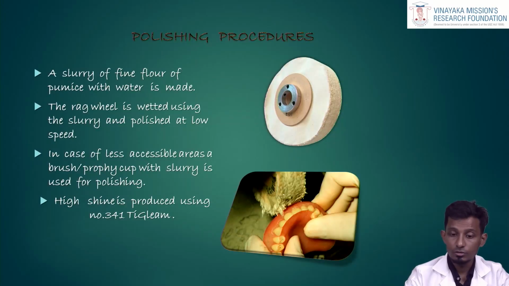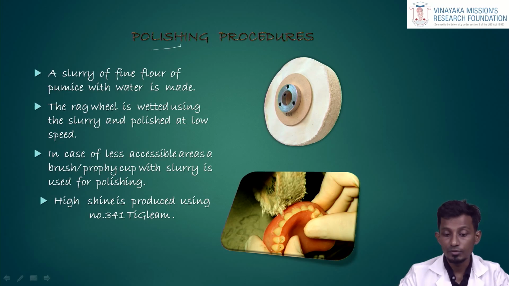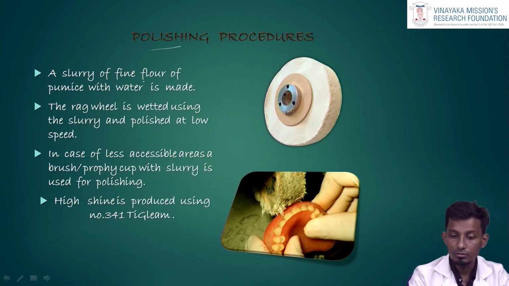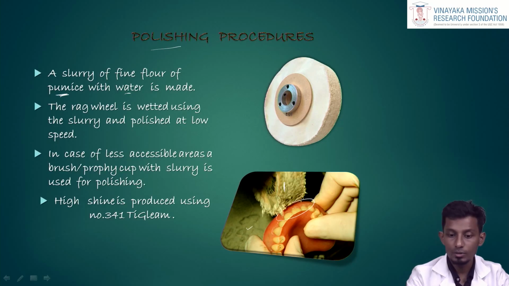Once trimming is done, we do something called polishing. We want the denture to look very neat, clean and polished in order to prevent debris and food particles from accumulating on the denture surfaces. A slurry of fine flour of pumice with water is made, and as you can see in this picture, this is the rag on which pumice and water is mixed, and it is used for the polishing of the denture surface. The rag wheel is wetted using a slurry and polished at a low speed.